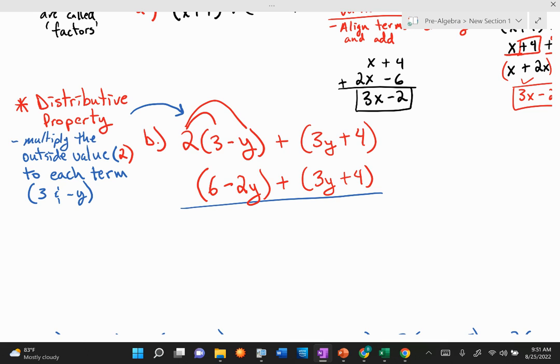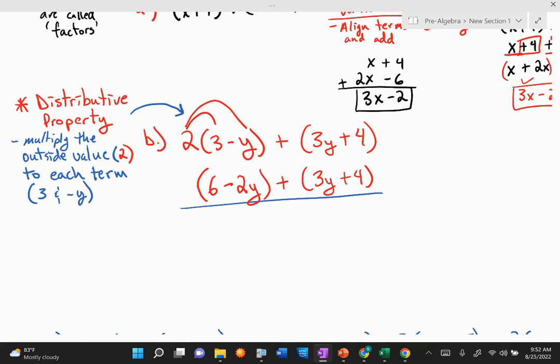Where at? Wait a minute. I think that one right there? That's a negative y. Where'd you get the 3? Yeah, and then you put 6 and 4.